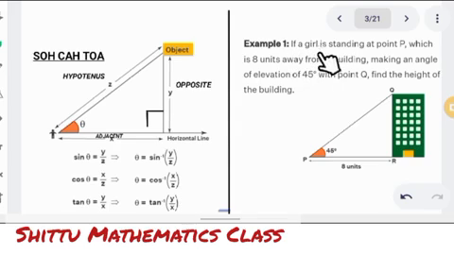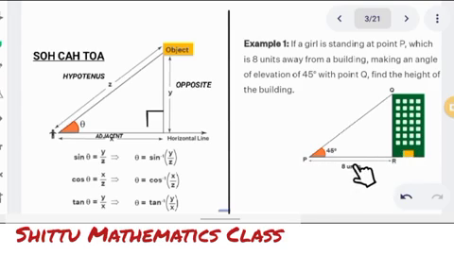It said if a girl is standing at point P, which is 8 units away from a building, making an angle of elevation of 45 degrees with point Q, find the height of the building. If you want to get the height of this building, this is the diagram here. This girl is standing at P here, which is 8 units away from the building. This is the building here, 8 units away. That's the distance from the building to where the girl is standing.